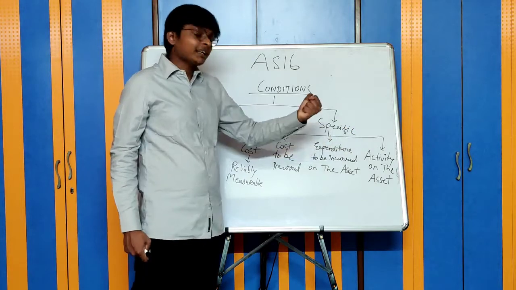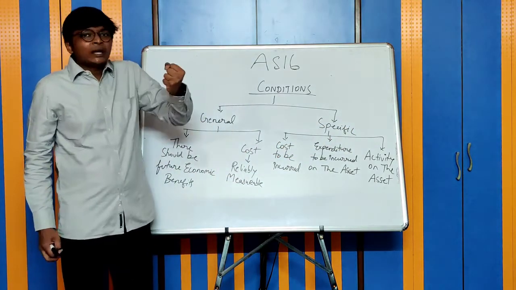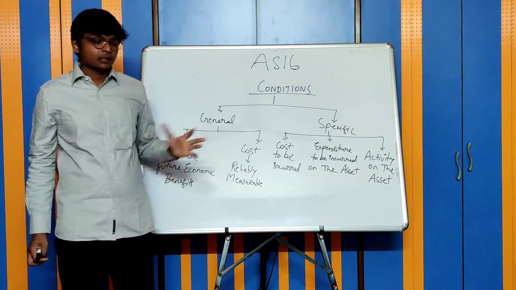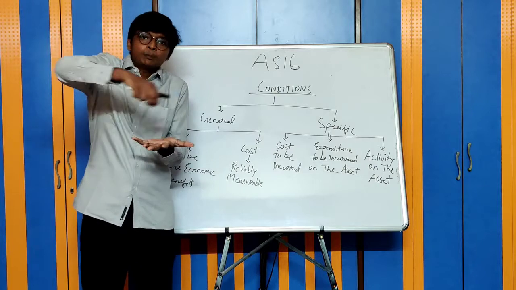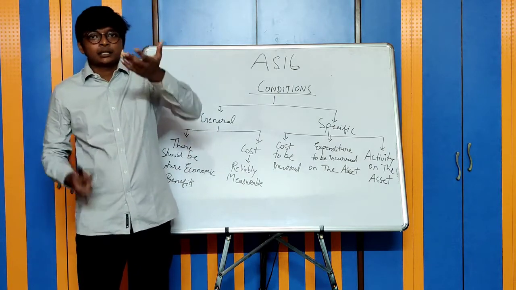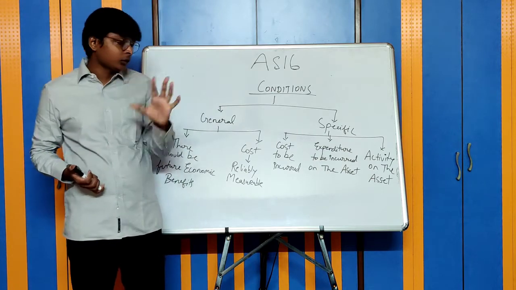What are the specific conditions? First, cost to be incurred. You need to incur borrowing cost on the asset. You need to borrow and pay interest for the asset, and you need to spend money for construction of the asset. For a future proposed transaction, you cannot capitalize today.